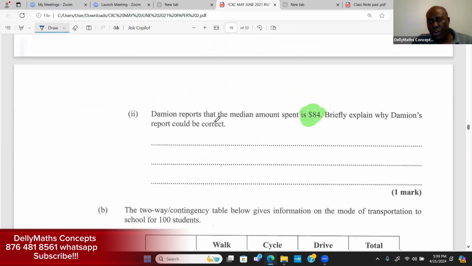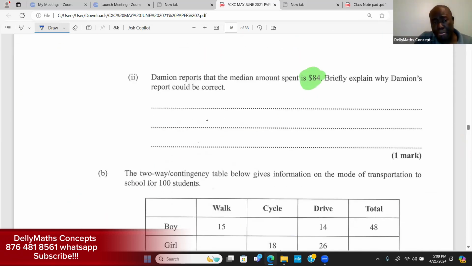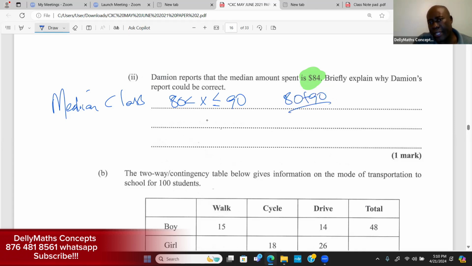All right. So the median class is where x is less than or equal to 90, but greater than 80. So the reference, the mid value for this, let's add these and divide by 2. So 80 plus 90, divide that by 2. The mid value for that is really 85.